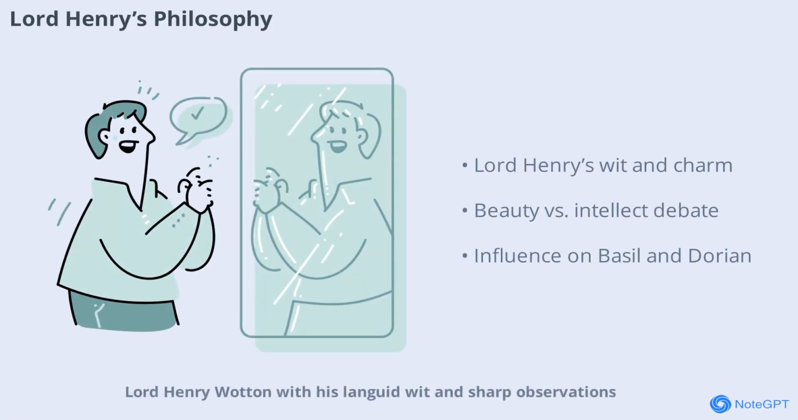Lord Henry Wotton, with his languid wit and sharp observations, introduces a philosophy that will shape Dorian's fate. He believes that beauty is fleeting and that intellect, while valuable, often disrupts harmony. Lord Henry's cynicism and charm make him a compelling figure, one who values reputation and influence above all. He teases Basil about his attachment to the portrait, suggesting that artists are vain and that beauty should be celebrated, not hidden. This scene establishes Lord Henry as a catalyst, someone who will challenge and provoke both Basil and Dorian. His views on art, society, and morality are provocative, setting the stage for the conflicts and transformations that will unfold.